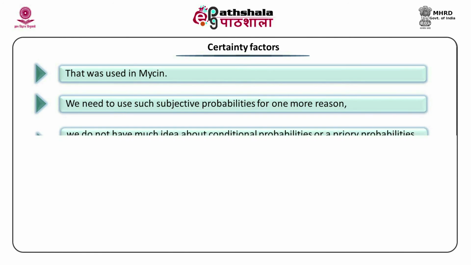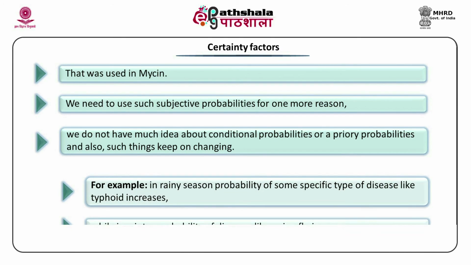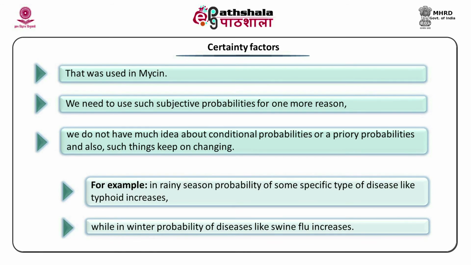where CFs are better. My scene actually started with the CFs, which had this statement which we mentioned, like there is a 70% probability that you have malaria and so on and so forth. Here are two examples. One is that in rainy season, the probability of some specific type of disease like typhoid increases. Now, this is the problem actually.